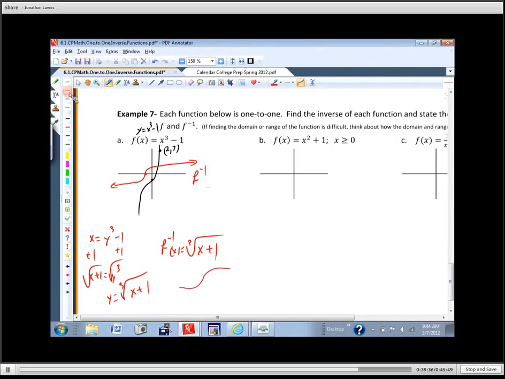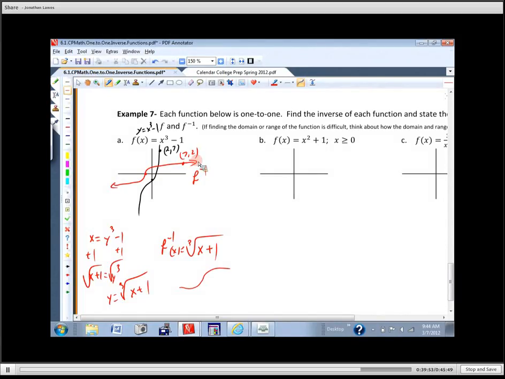So if this is f, this is f inverse. Now, if we truly did this correctly, if this really is the inverse, there should be a point on the graph that corresponds to this one here. What point should it be? It better be 7 comma 2.